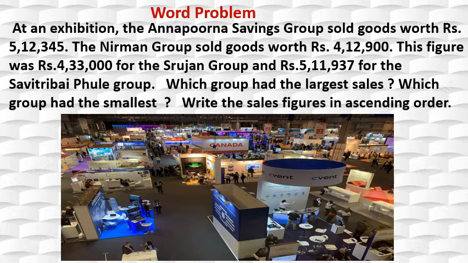Now the question asked is which group had the largest sale? We have to find out. The second question is which group had the smallest, means less sale. And the third question is write the sales in figures in ascending order. Okay, write the sale figures in ascending order. Now we will go through.